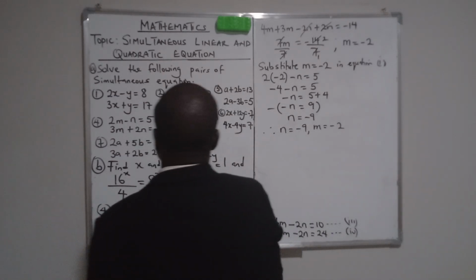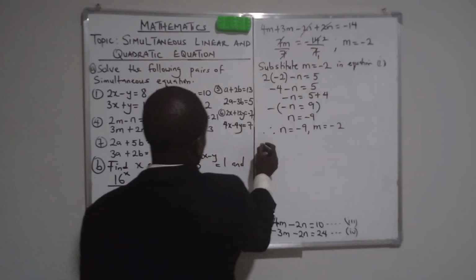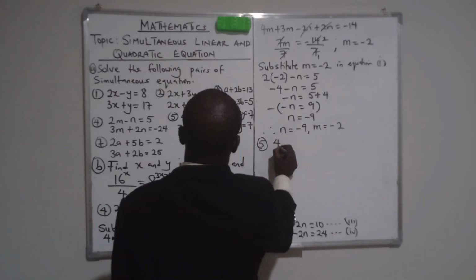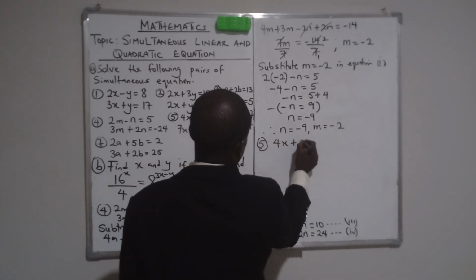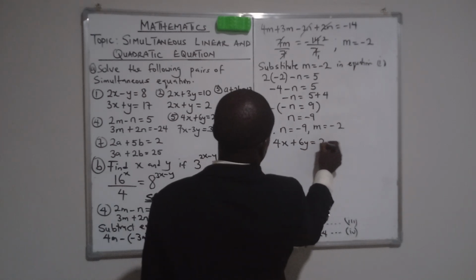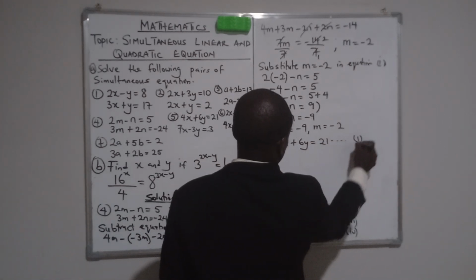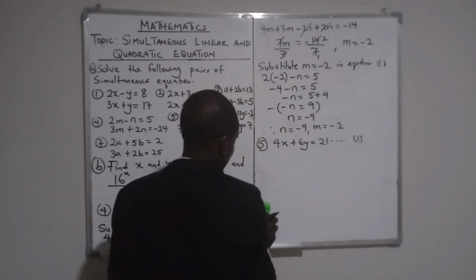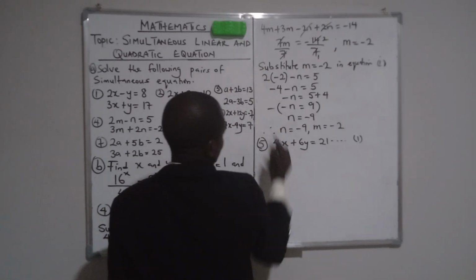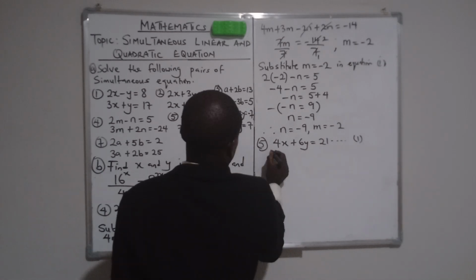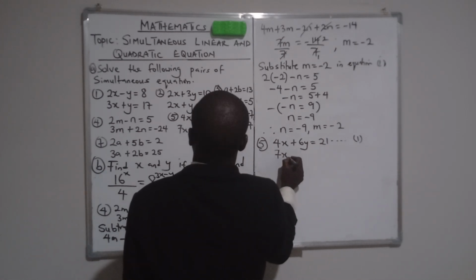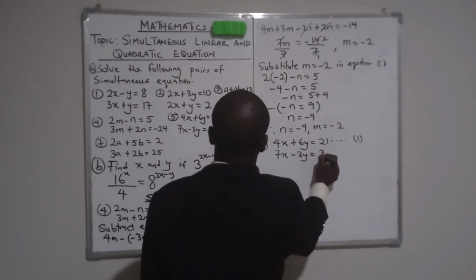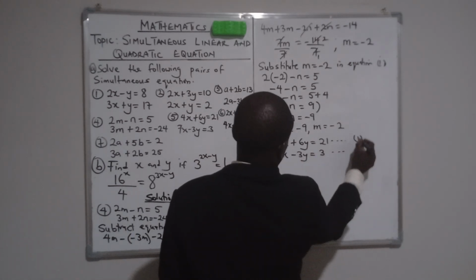Now let's go to the fifth question. Fifth question says 4x plus 6y equals to 21. Equation 1. And we're having 7x minus 3y equals to 3. Equation 2.